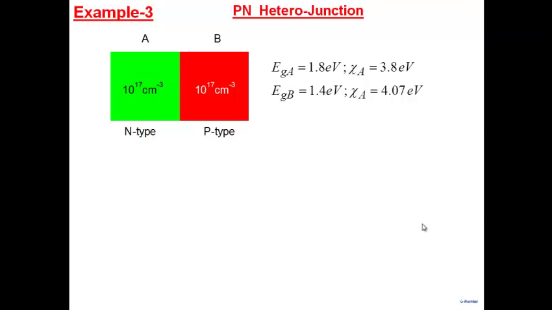EG is the gap between EC and EV, the energy gap between the two. See, that's what happens when you listen: you feel as if you're understanding, until you start doing it yourself. The doping is the same, 10 to the power 17, so assume electron concentration is same. Which one? B. Right, it is B. It's for EGB and psi B, the electron affinity for B.